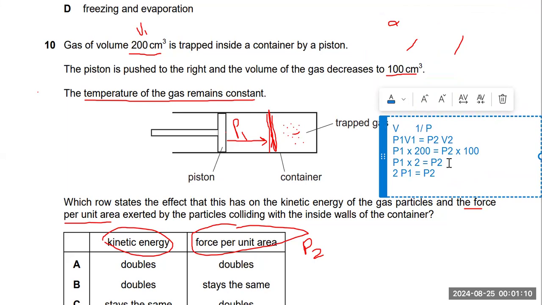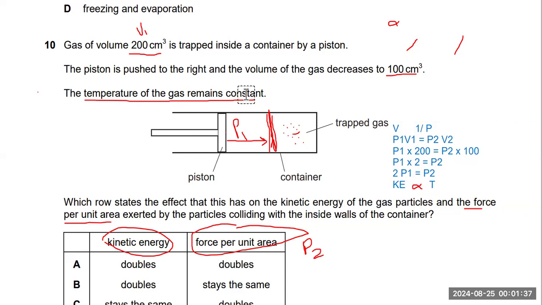P2 and kinetic energy. The relation of kinetic energy with the temperature is that kinetic energy is directly proportional to the temperature. It means when temperature is constant, kinetic energy will be constant. When temperature is double, kinetic energy will be double. But in that case, he has told you the temperature of the gas remains constant. It means kinetic energy will be constant.